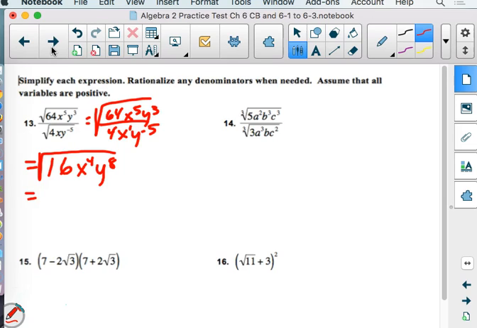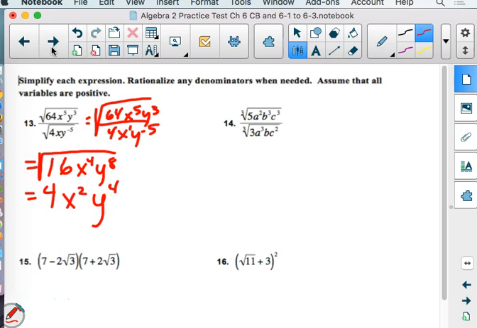What's the square root of 16? 4. Square root of x to the fourth, what do we get? X squared. Square root of y to the eighth, y to the fourth. That's what they didn't want us to see.